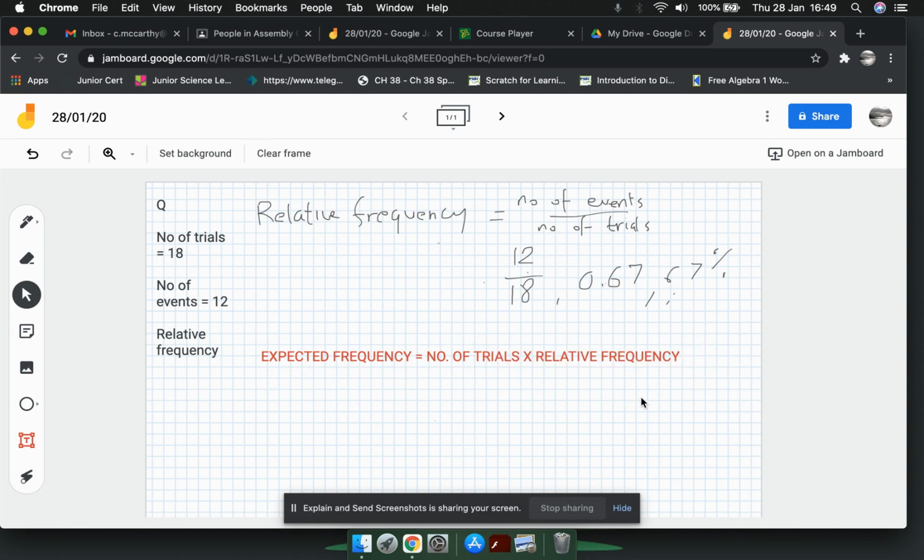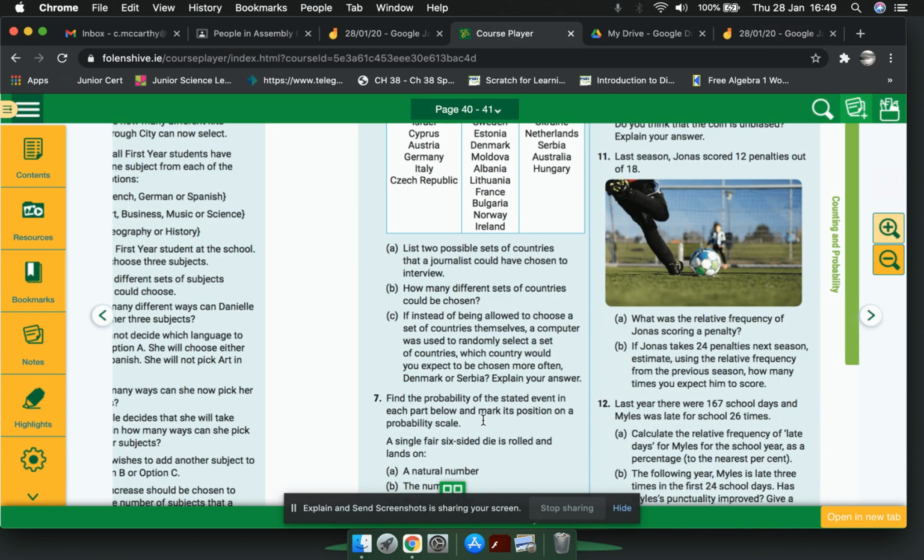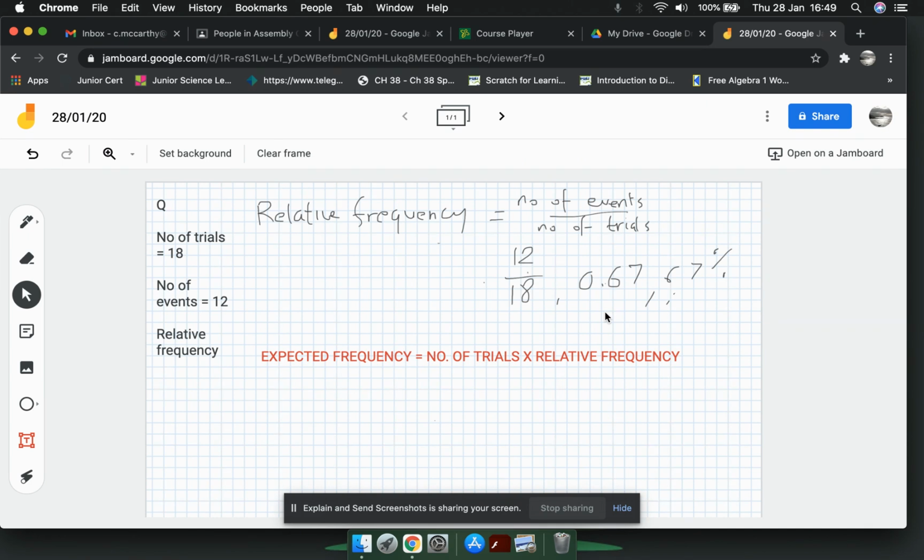Right. So the number of trials this season has changed. In the question in the book, it says he has now taken 24 penalties. So his number of trials is, in other words, 24. And that's going to be multiplied by the relative frequency. So you can multiply by 67% if you'd like, or you can multiply by 0.67, or you can multiply by that fraction.